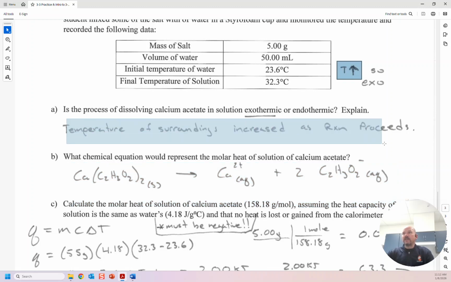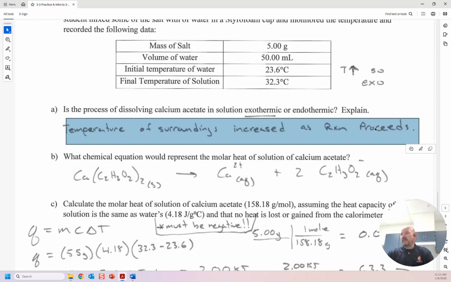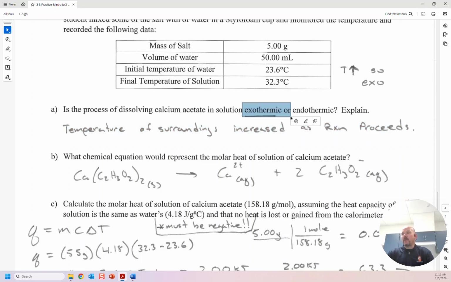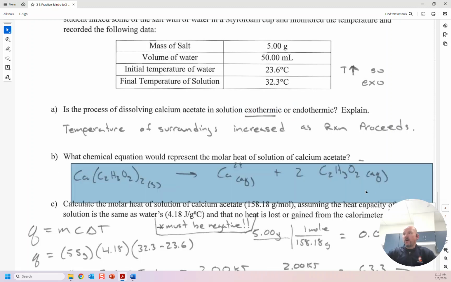So the temperature of the surroundings increased as the reaction proceeds, so we know we have an exothermic reaction. The reaction released energy to the surroundings, exothermic, okay? The equation we're trying to figure out the delta H for is a salt dissolving in water. How do we write that?